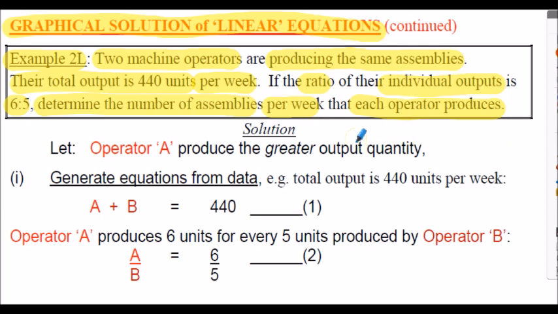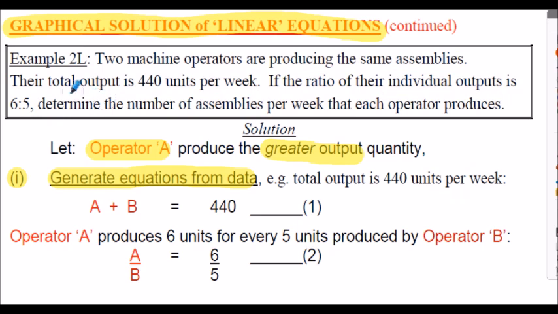So in this particular question, I'm going to use notation of operator A and operator B. You can use X and Y if you want to. So I'm denoting operator A as producing the greater output of the two operators. Step 1, I'm going to generate my two equations from the given data. First of all, we can note from the information given that the total output is 440 units per week. So output from operator A added to the output from operator B must total 440 units in the week. I've called that equation 1.